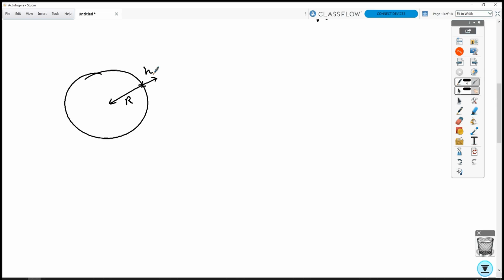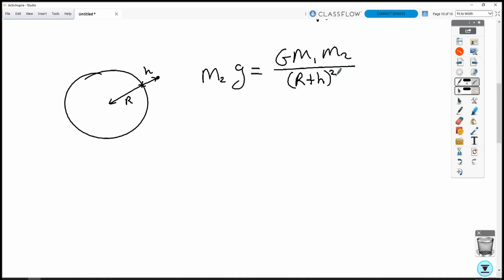So now let's show you how that works mathematically. The force that you will feel if you were at this point up here, which is R plus H, is going to be mg, and that's given by G m1 m2, and we say that you are m2, all over the separation squared, and the separation is the radius of the planet plus the extra height that you've gone up by. So it's r plus h all squared. You notice that here m2 cancels on both sides, so we get back to g again. And if the height is much, much less than r, that implies that r plus h is approximately equal to r.